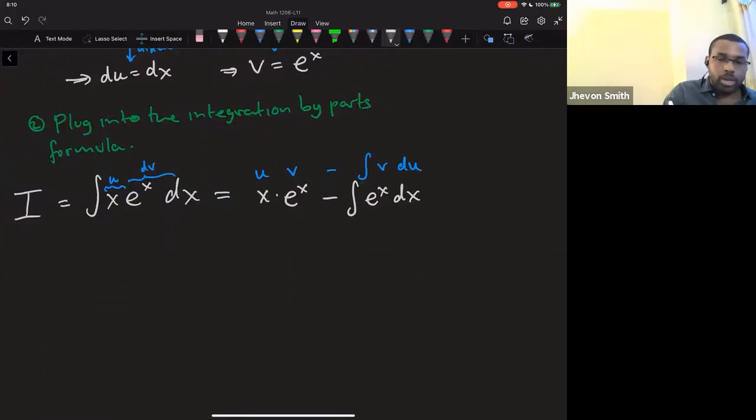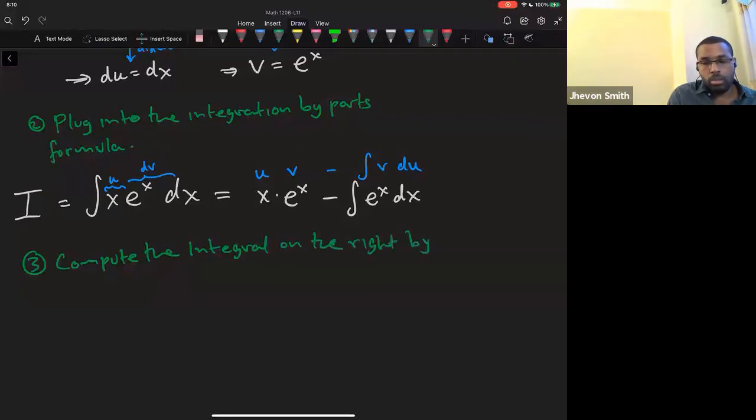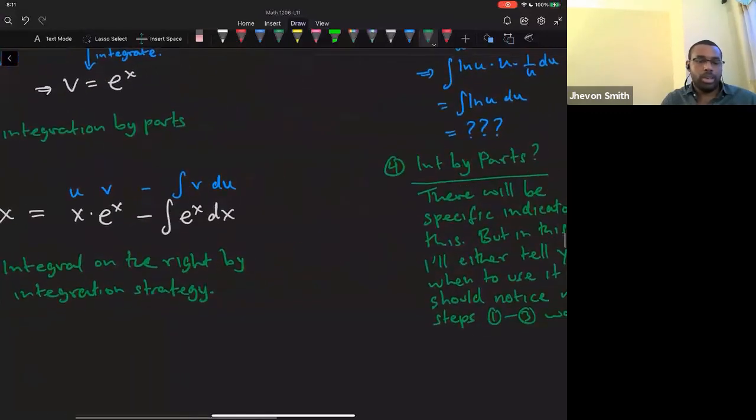Now, once you get to this part, you now compute the integral on the right by applying general integration strategy. You'll notice here, in this case in particular, the integral on the right is easier to deal with than the original integral. That's just the integral of e to the x dx, which there's a basic rule for that, right?